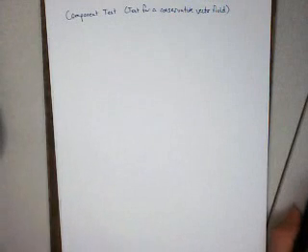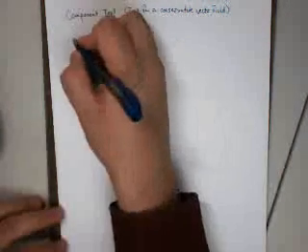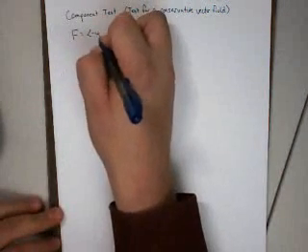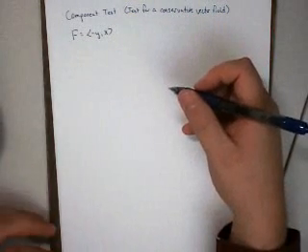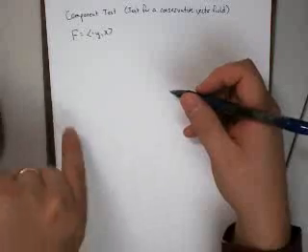In this section, we're going to look at the component test for a conservative vector field, and we're going to show that not every vector field has a potential. We're going to start with a vector field, namely our spin field. This is the vector field you'd use to model, in some sense, a tornado, or something spinning in circles.